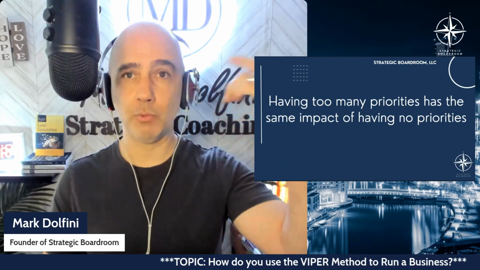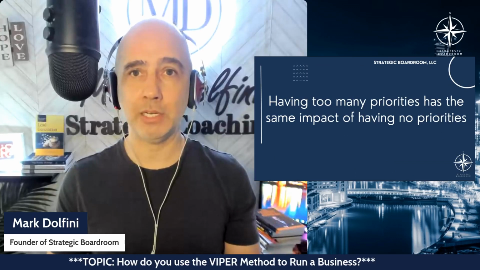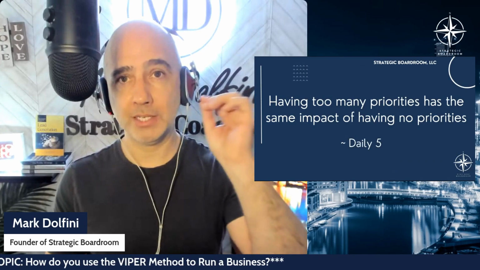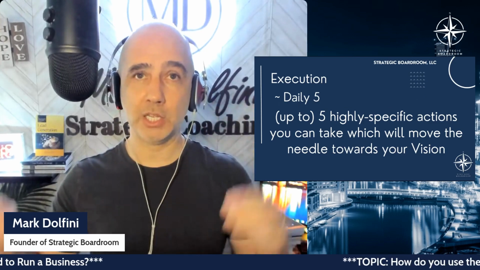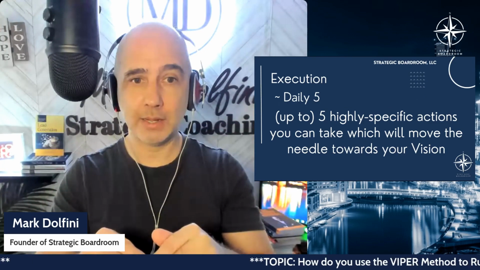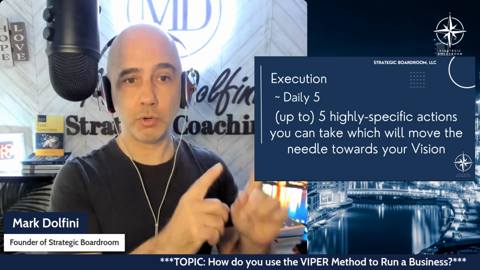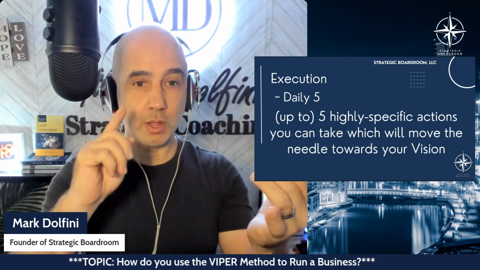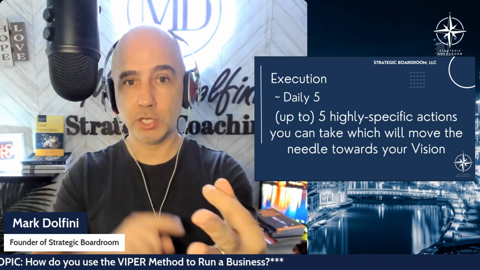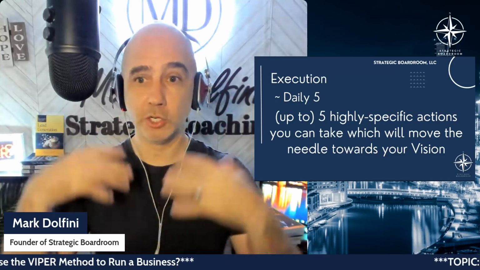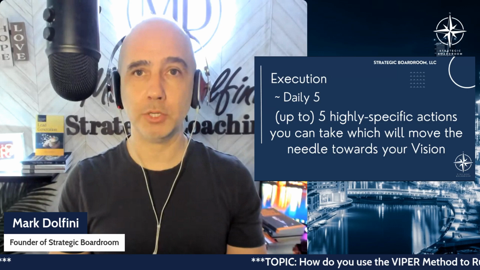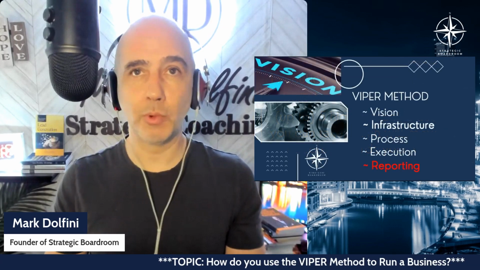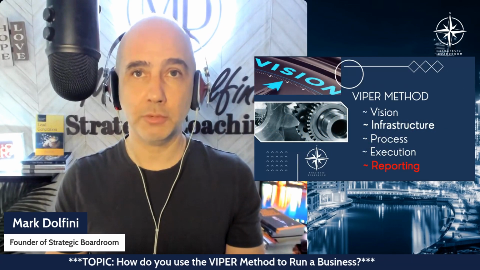And this is where I talked about having way too many priorities has the same impact as having none. And this is why when I talked about the daily 5, these are up to 5 very specific actions that you can take every single day that will move the needle towards your goals, your weekly goals, your monthly goals, your 90-day projects, your 1-year business vision, your 3-year business vision, and ultimately your personal vision. So this is really important to look at it from that perspective. So we just went through all of this in terms of vision, infrastructure, process, execution. Now let's talk about reporting.